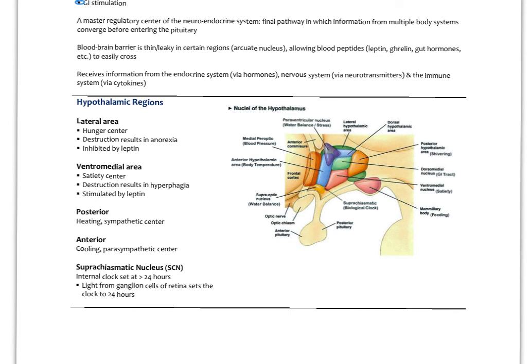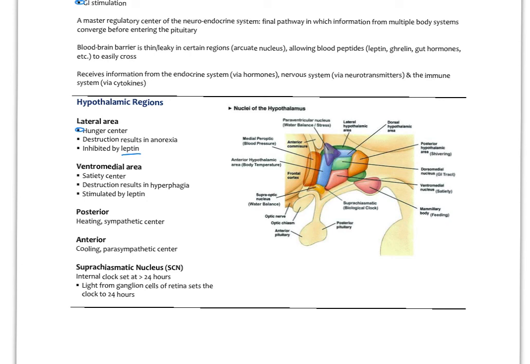A couple of important hypothalamic areas. This is usually board exam questions to maybe know about. The lateral areas of the hypothalamus, this is really your hunger centers. Destruction of these areas results in anorexia in laboratory animals or people that have strokes in these areas. And this area is inhibited by leptin. Leptin is secreted by adipose tissue. When the adipose becomes too filled with fat, it signals leptin, and it should tell the hypothalamus to downregulate appetite. But so the lateral area, if it does its job, it should trigger hunger. Again, leptin would inhibit that.